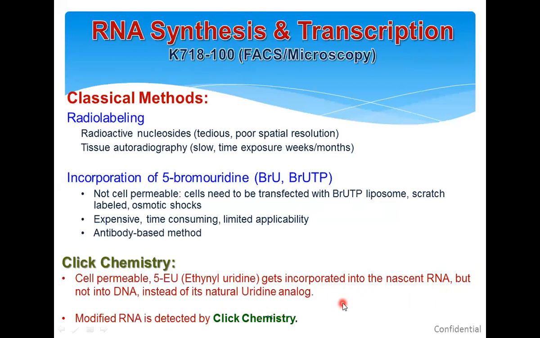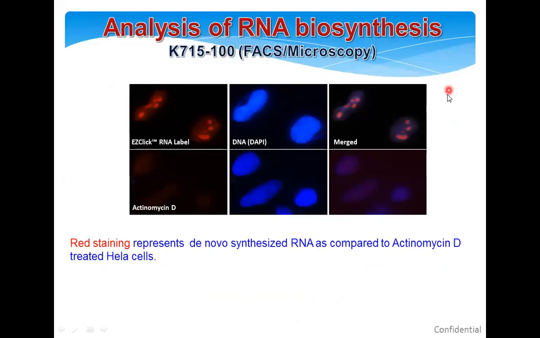You see a common pattern where it's always the azide reacting with the alkyne group in the presence of a copper catalyst and a reductant. That's the typical cycloaddition click chemistry that we are using in all these kits. So just to give you an example, here we are analyzing the modified RNA via click chemistry. This is immunofluorescence, so you can detect by microscopy or FACS for these kits.